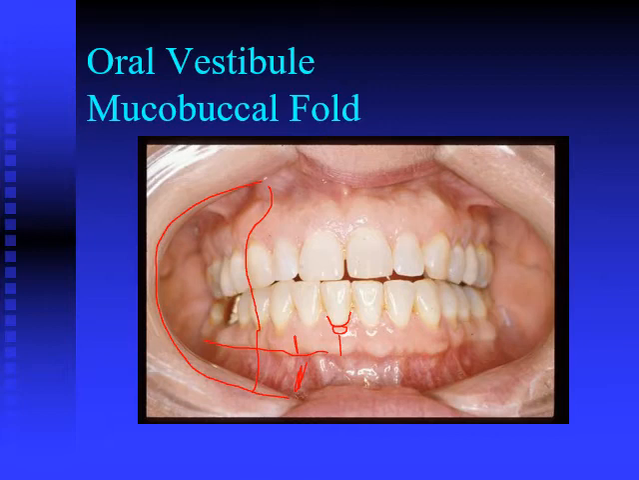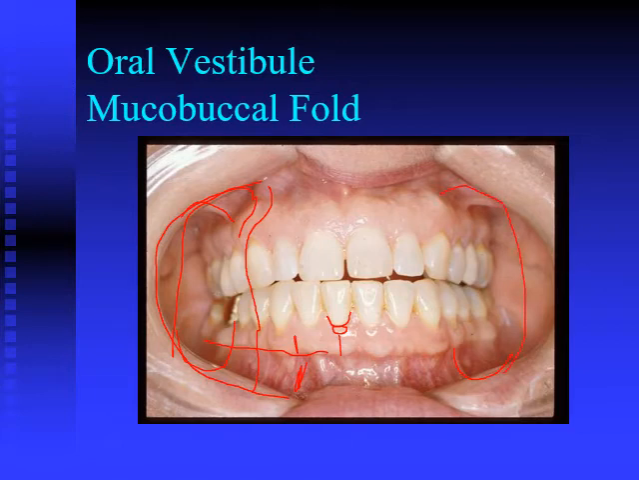The mucobuccal fold is the area where we make the transition from the alveolus here to the oral vestibule, as you can see. So there's an inferior mucobuccal fold here and a superior mucobuccal fold here. Again, you can see the same thing here. This would be the inferior mucobuccal fold, and this would be the superior mucobuccal fold on this side.